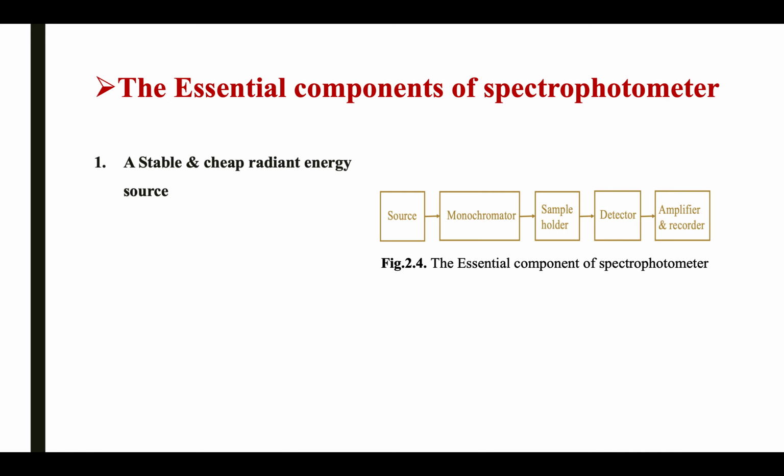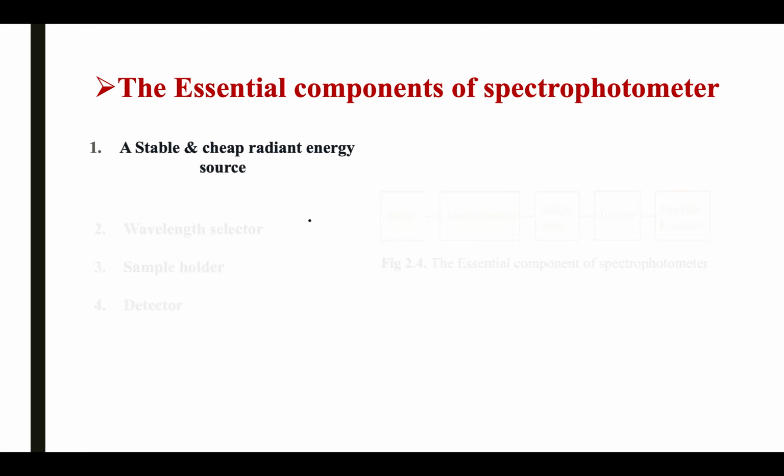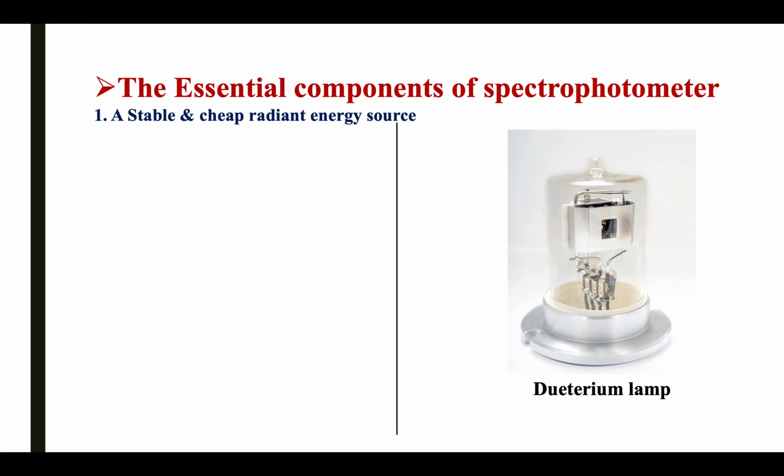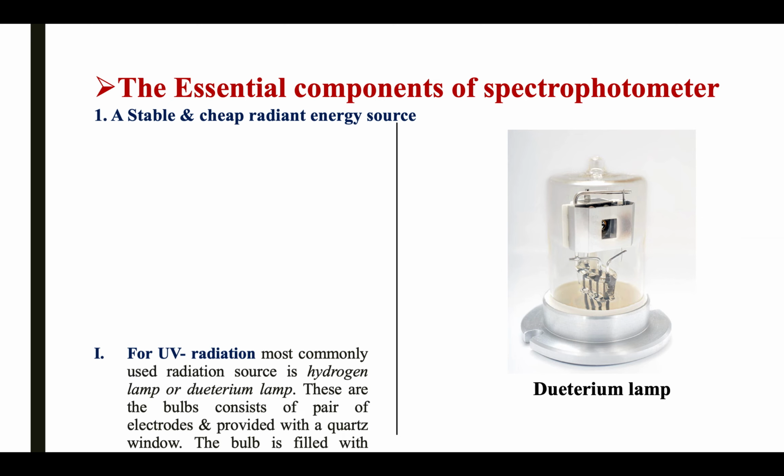First is the source. What should the source be? It should be a cheap radiant energy source. Then the wavelength selector, the monochromator, which we also consider a wavelength selector. Third is the sample holder. Fourth is the detector. Now first we will see the radiant energy source.